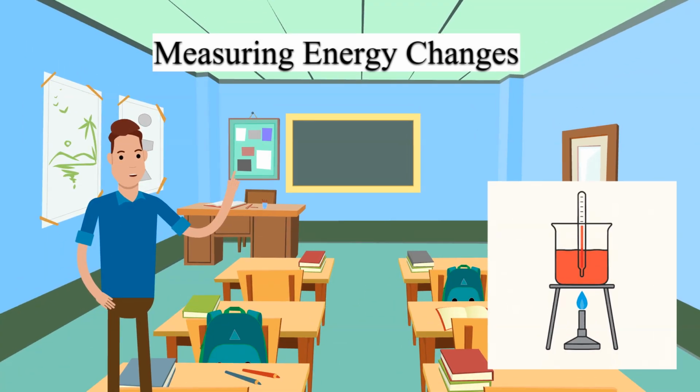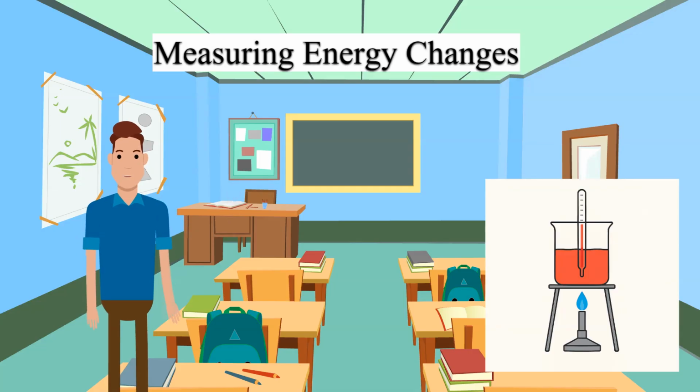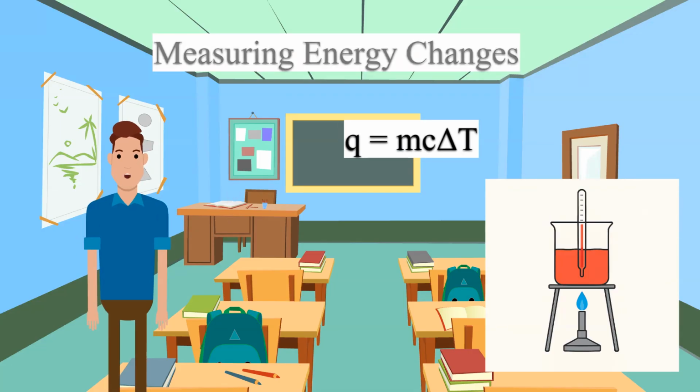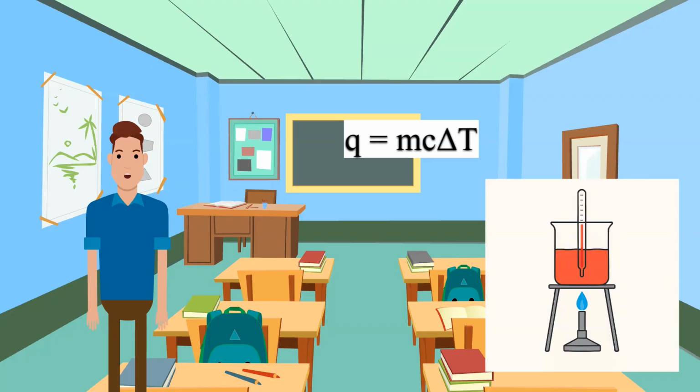We can measure heat changes in experiments using the following formula. This is where Q equals the heat energy in joules. M equals the mass of substance heated, usually water. C equals the specific heat capacity, this is 4.18 joules per gram degree Celsius for water. Delta T equals the temperature change. Then convert Q to delta H if needed, using moles.